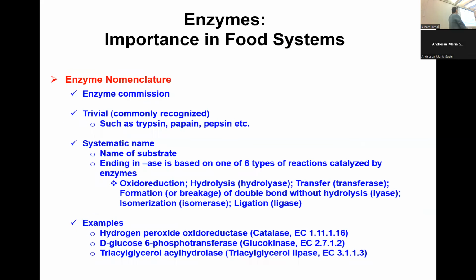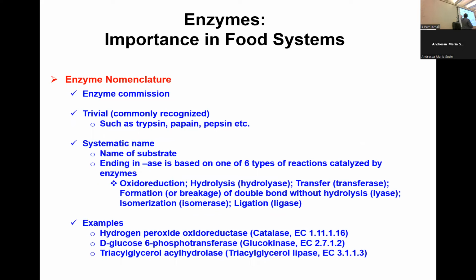Now, the enzyme nomenclature is done by the Enzyme Commission. So every enzyme usually has an EC number, Enzyme Commission number. I'll finish this slide and then I'll hand it over to you guys.